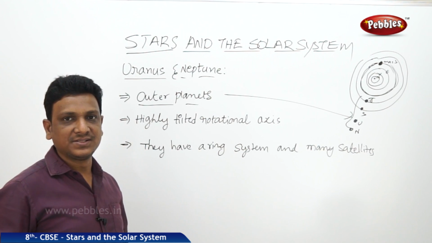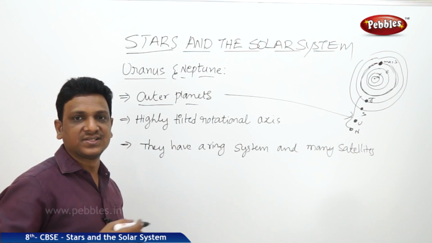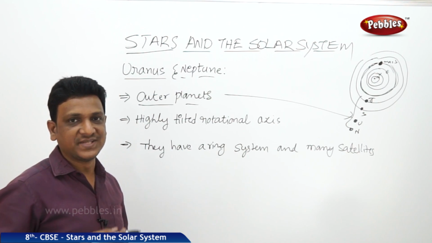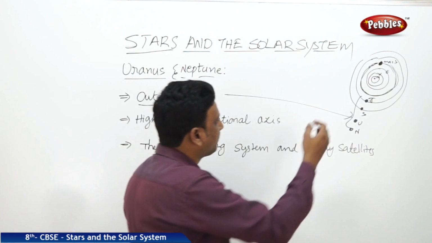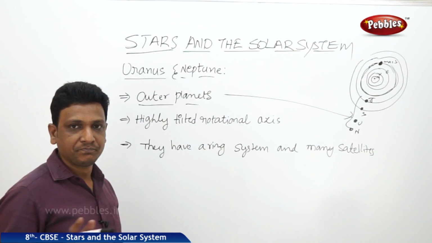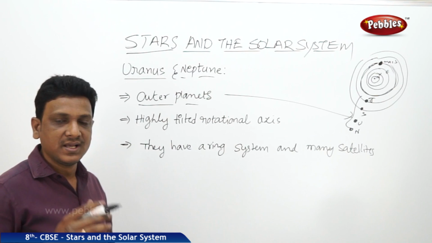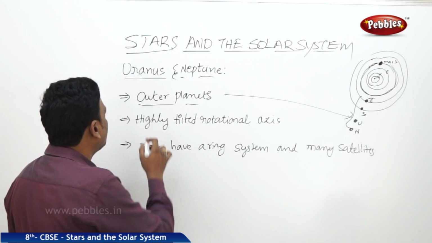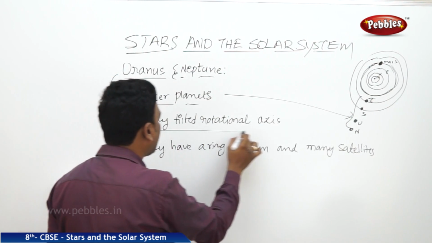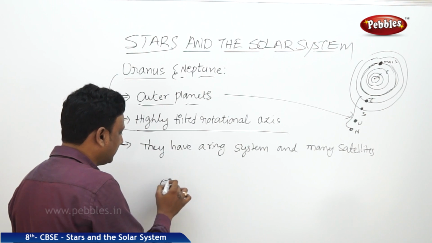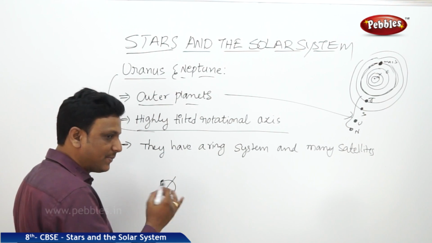The outer planets have certain ring-like structures around them, and they have a large number of satellites. The inner planets may have only one satellite, one moon, or no moon at all. Whereas the outer planets used to have more moons. If you look at Uranus, it has a highly tilted rotational axis. This is the Earth. Its axis is like this, with some inclination.